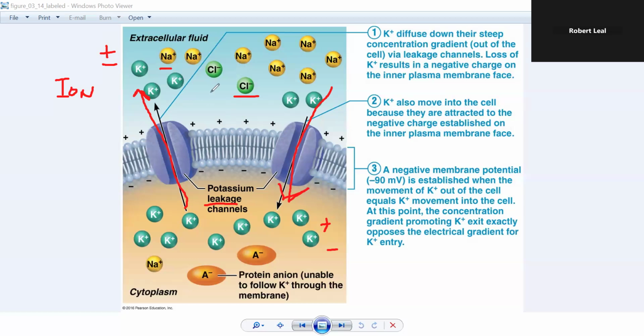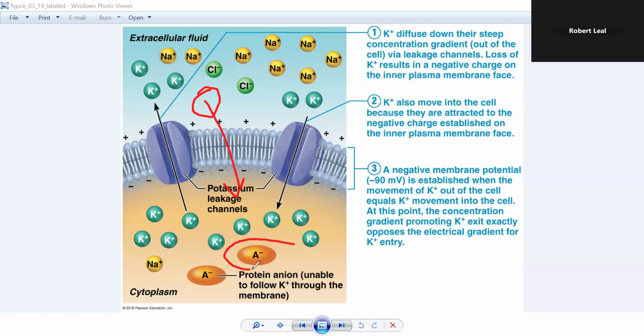However, when you compare the amount of ions outside the cell versus inside, the inside is more electrically negative. That doesn't mean you don't have any positive ions. You can see here potassium has a positive charge. It's just saying when you compare the outside to the inside, the inside's more electrically negative. Therefore, that's why they put the A here for more negative, anion.